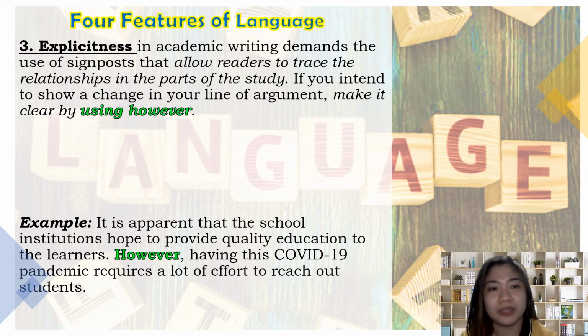Next is explicitness. Explicitness in academic writing demands the use of signposts that allow the reader to trace the relationships in the parts of the study. If you intend to show a change in your line of statement or argument, make it clear by using however. For example, it is apparent that the school institutions hope to provide quality education to the learners. However, having this COVID-19 pandemic requires a lot of effort to reach out to students. So in this example, by using however, the switch in your line of argument is clearly shown.